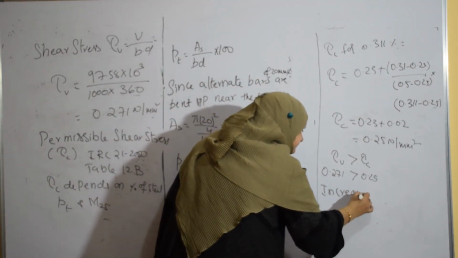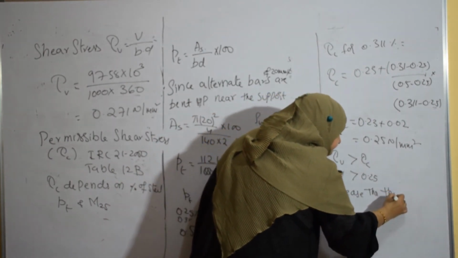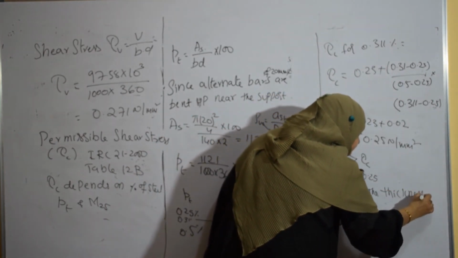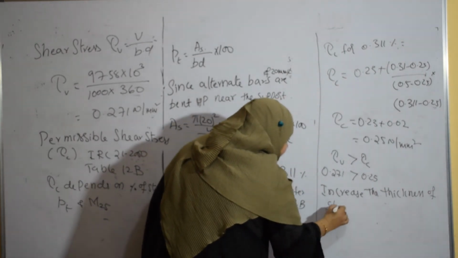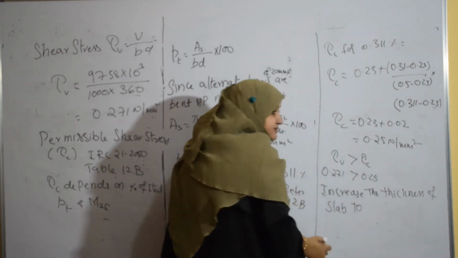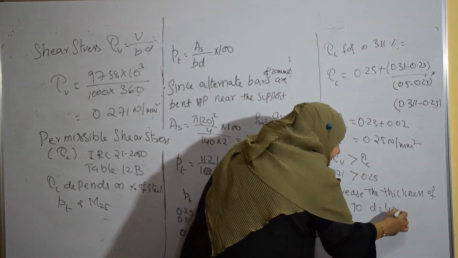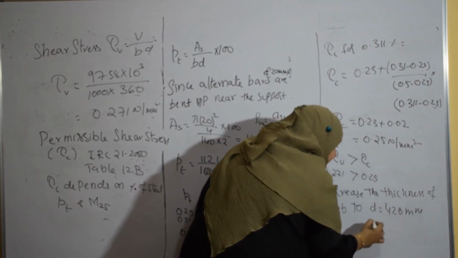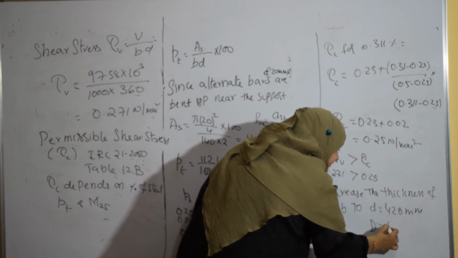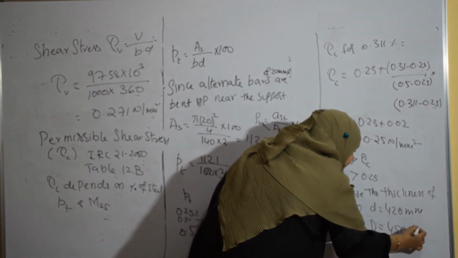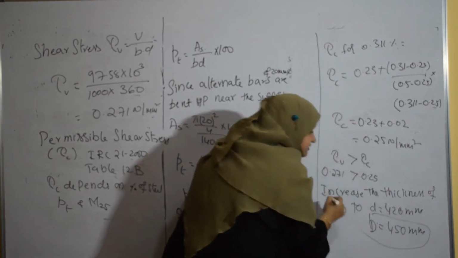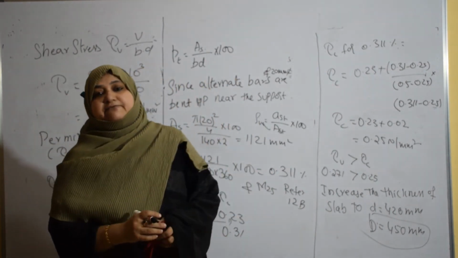Increase the thickness of the slab. Our small d was 360 mm, now I am making it 420 mm. Then the total will be 420 plus 30, 450 mm. So this will take care of the shear stress. If you increase the thickness, it will be safe in shear.